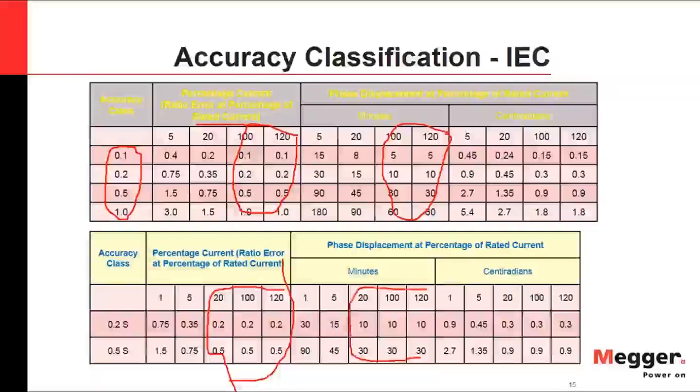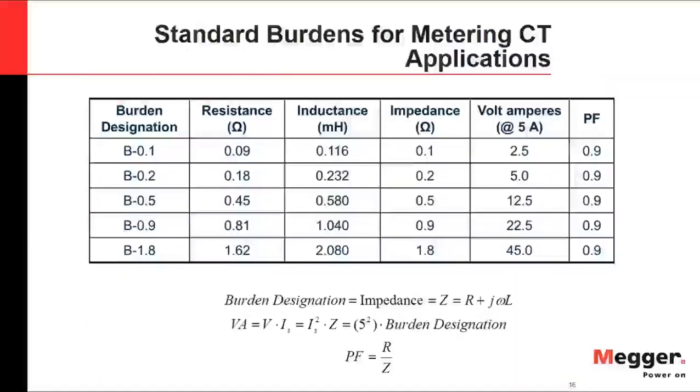For the standard burdens for metering CT applications, the designation will be B, 0.1, 0.2, 0.5, 0.9, and 1.8. Basically, this is the complex impedance acceptable for the burden to remain under the accuracy specified on the nameplate of that CT. You can see here that the complex impedance is given as 0.1 ohm, 0.2, 0.5, 0.9, 1.8 ohms. From here, we can easily estimate the volt amperes or the burden designation, assuming in this case that we're talking about a 5 amp secondary current output on our CT.